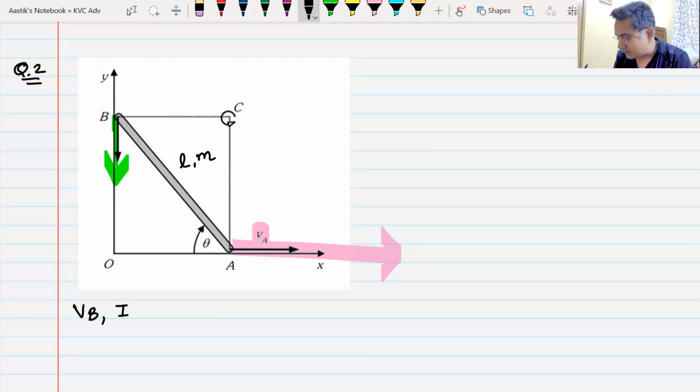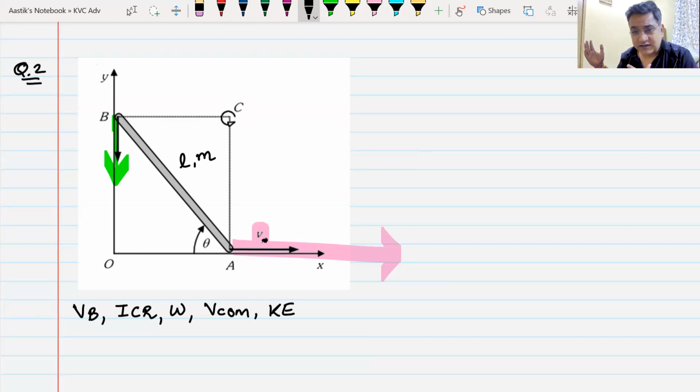I can also ask where is the ICR. I can also ask what is the omega about the ICR. I can also ask what is the velocity of center of mass. And the most difficult question: what is the kinetic energy of this rod? Best of luck. What is known to you is the velocity of point A. Let's not call it VA. Let us call it simply V. The velocity of point A is given as V. These are the things that are asked.